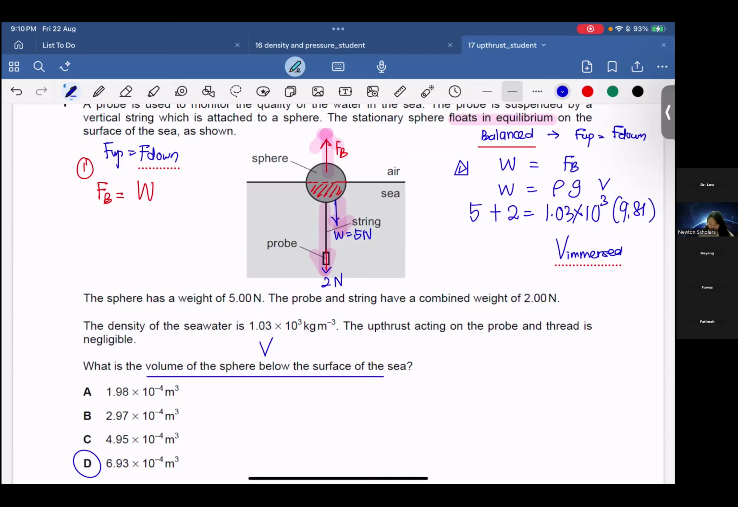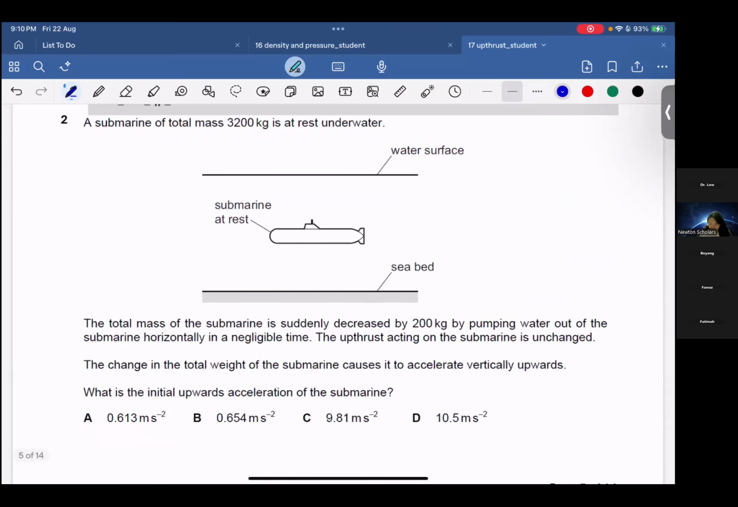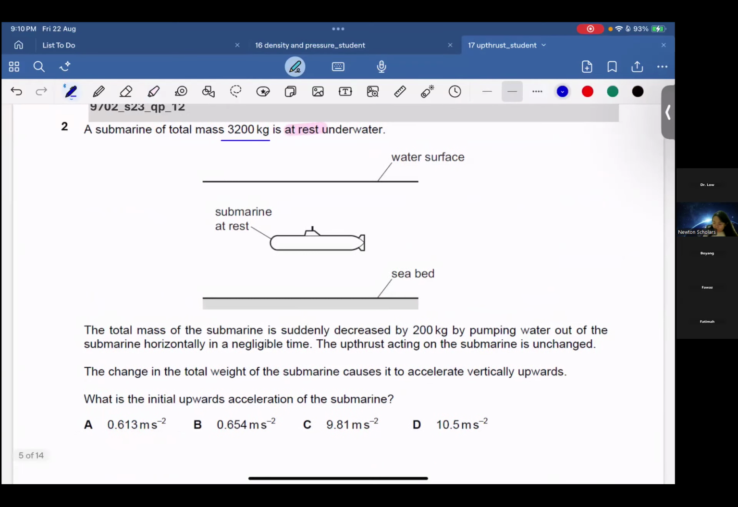Okay, dear, we go to number 2. A submarine with a total mass. So the total mass, initially, this is the mass. And it is at rest. Highlight, we find the keyword "at rest." At rest is also the same thing that I told you: equilibrium. It's balance, because at rest means not moving.